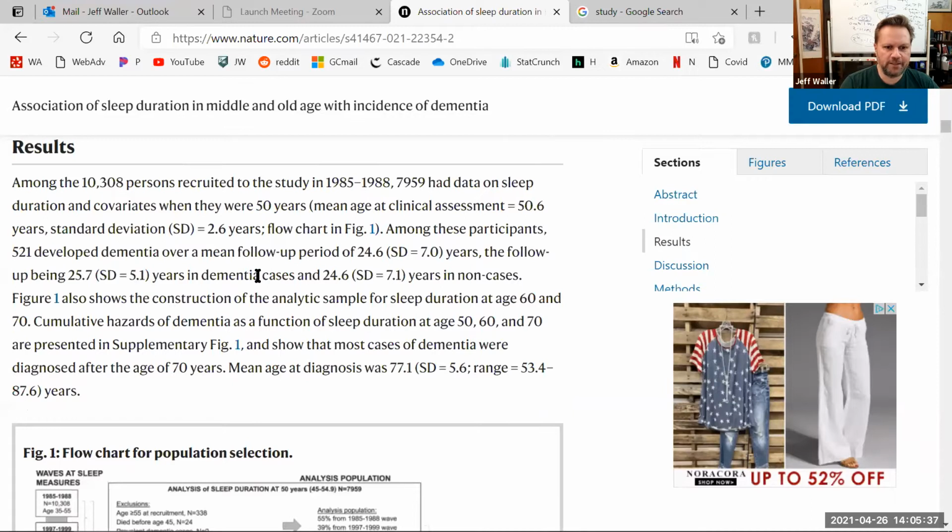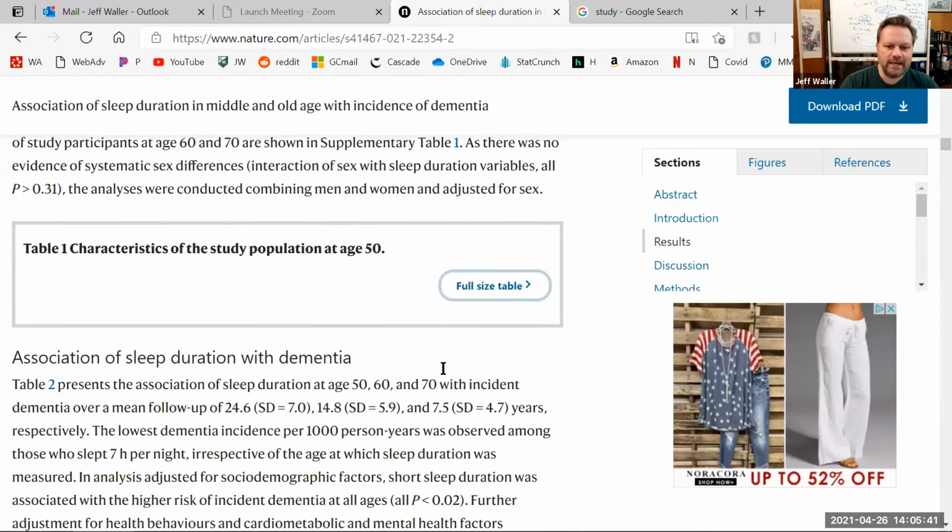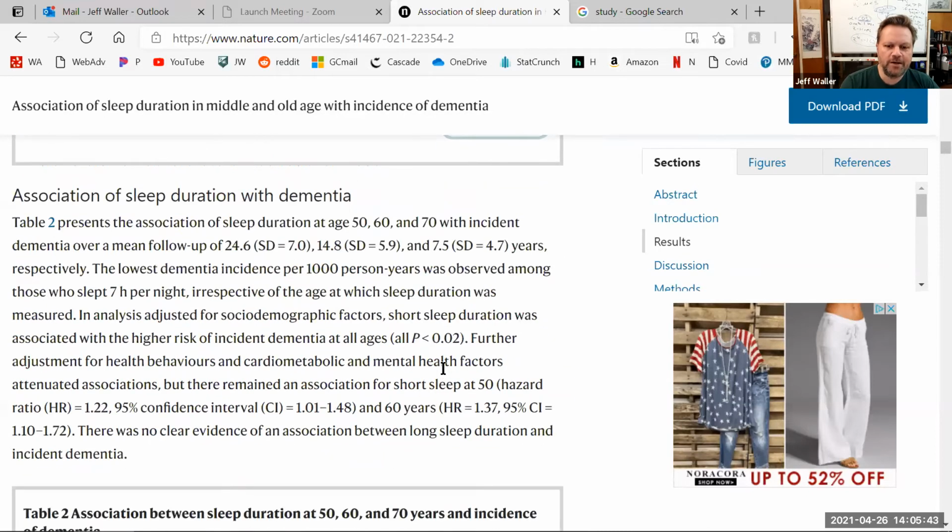There's some standard deviation kind of stuff. Neat. There's some range stuff. Neat. And then we finally get to, where'd it go, Jeff? There we go. Look at this. Let's read through this. The lowest dementia incidence was observed among those who slept 7 hours a night. In an analysis adjusted for socio-demographic factors, short sleep duration was associated with a higher risk of incident dementia.